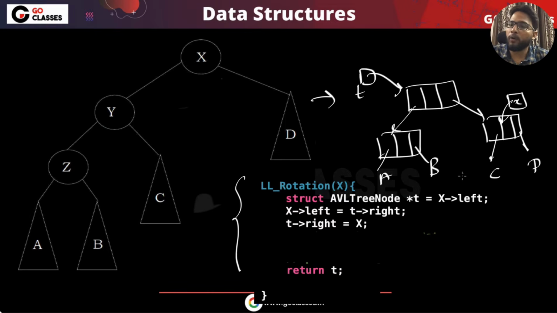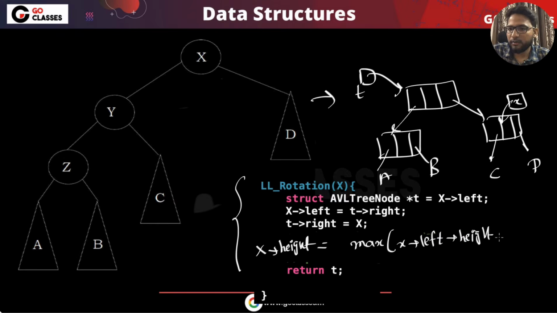Now what you want, you also want to update the height. So to update the height, you first need to update the x height. You can say it is very easy. How? You can just take the maximum of x left height, which is actually c height, comma x right height, plus 1. So that is how you are updating. These are basically 4 values: one is left pointer, right pointer, data, and height. That is how you are updating x height.